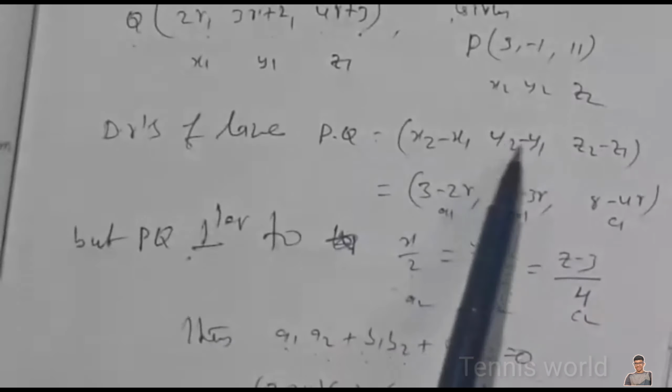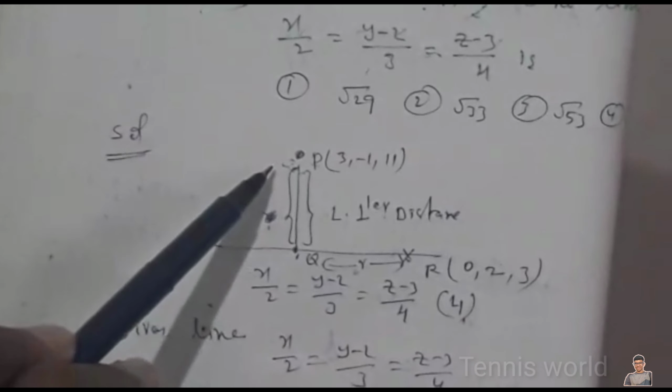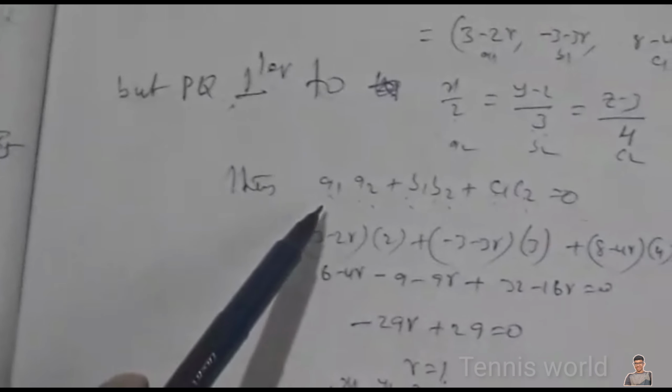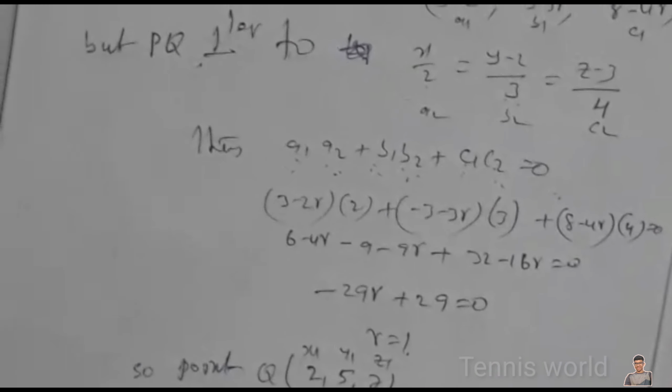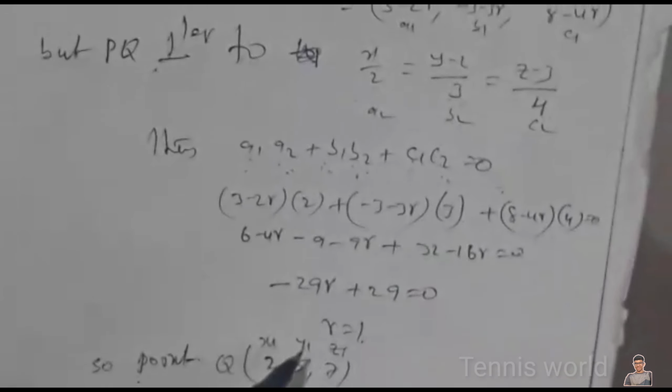This is the given line actually. The DRs of this line are 2, 3, 4. But as per the statement, the PQ line and the given line are both perpendicular. If any two lines are perpendicular, the condition is a1 a2 plus b1 b2 plus c1 c2 equals 0, as we discussed in the above concept. So if you keep all these in this formula, I got the lambda value as 1. Keep lambda value 1 in the point Q, and I got the point Q as (2, 5, 7).